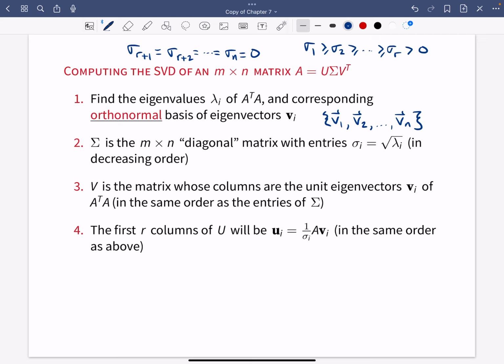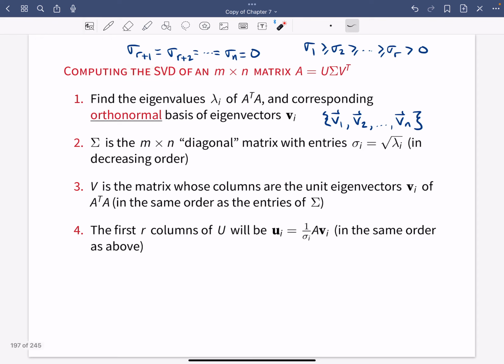Now, for the first r of these vectors, you're not going to do this to all of the vectors, but only the first r, the ones that correspond to non-zero singular values. You're going to take those vectors, multiply by A, and then divide by sigma i, the corresponding singular values. Because we're dividing by sigma i, that's why we can only do this procedure for the vectors that correspond to the non-zero singular values. You can't do this for the vectors that correspond to the zero singular values.